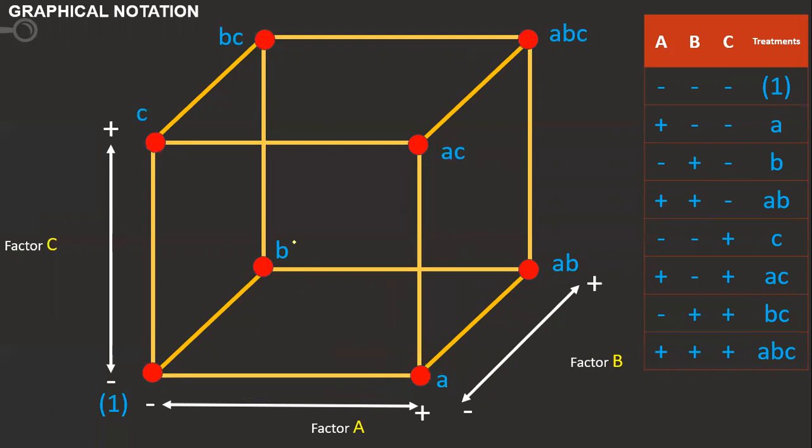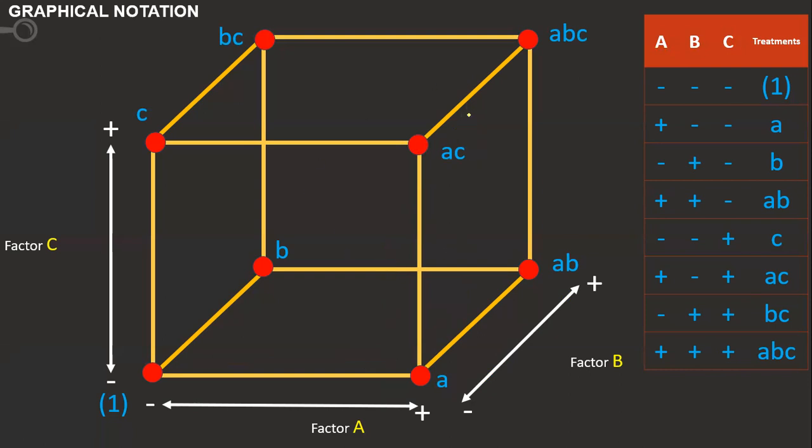Now you go for B. A is not moved at all, and C is also not moved at all. Only B is moved, so B is positive alone. Like this you can remember. Now go for AC. A is moved here and C is moved here. B is not moved here, therefore I'll call it AC. Just like that you can remember this one.